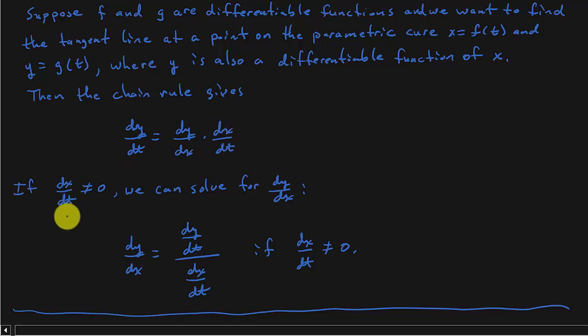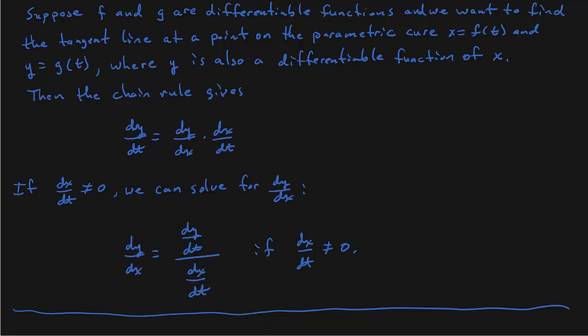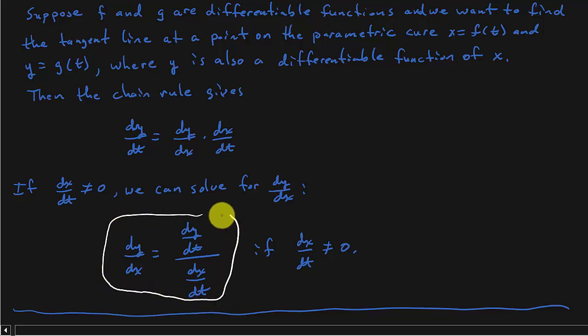If dx/dt does not equal 0, we can solve for dy/dx, and so we get dy/dx is equal to dy/dt over dx/dt. All I did up here is divide both sides by dx/dt, and of course that's if dx/dt does not equal 0. So this is the derivative: dy/dx is equal to dy/dt over dx/dt. This is what you'll use to find your derivative, dy/dx.